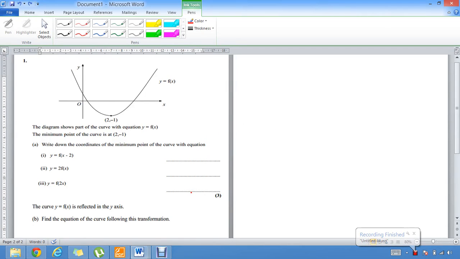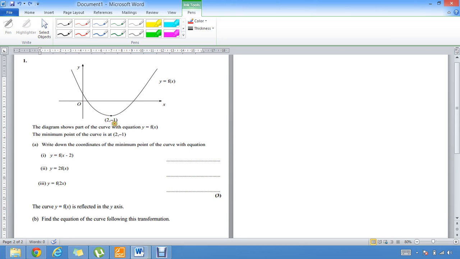Right, continuing with our transformational graphs video. This is a typical exam question that has come up in the past. Now with this question here, they give you a graph and the coordinate as well. Now remember please, this is the x coordinate and then this is the y coordinate.